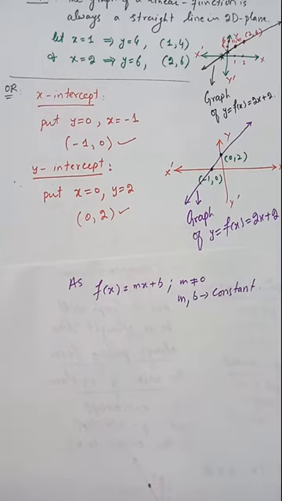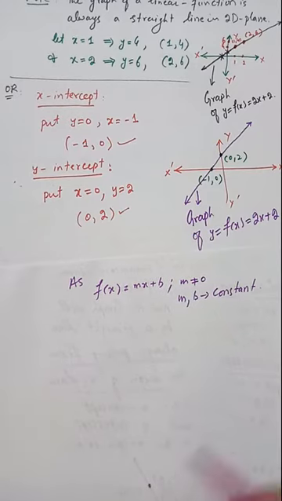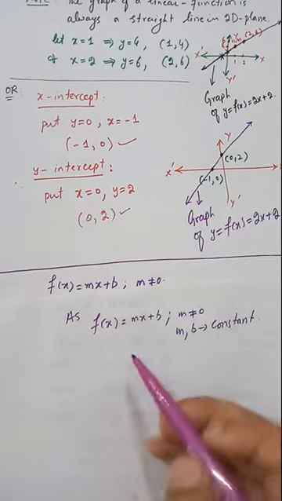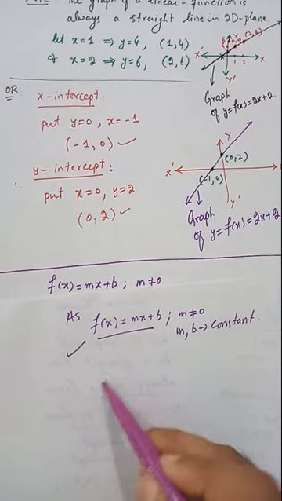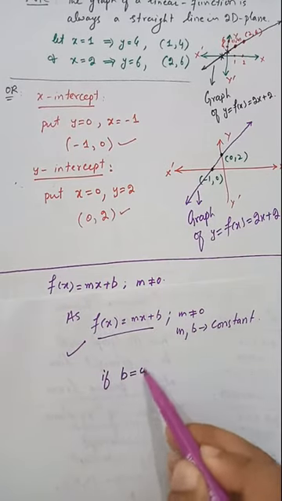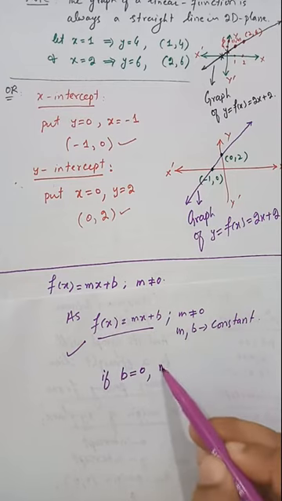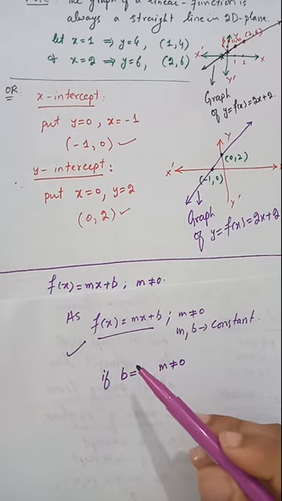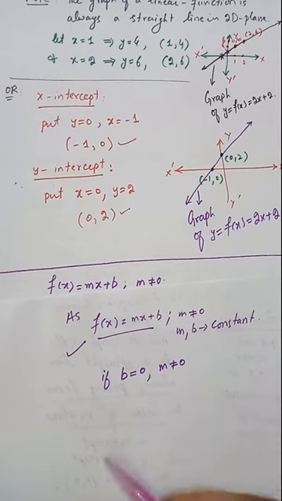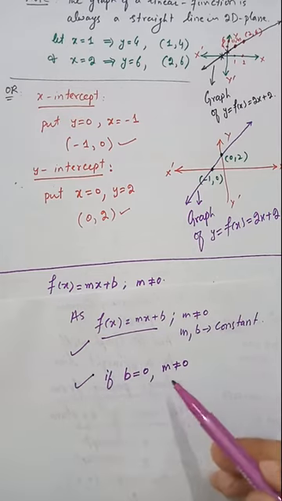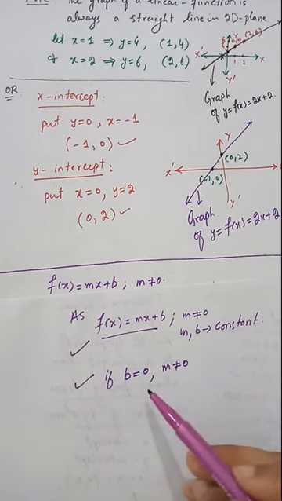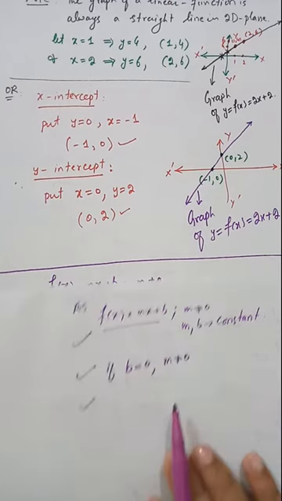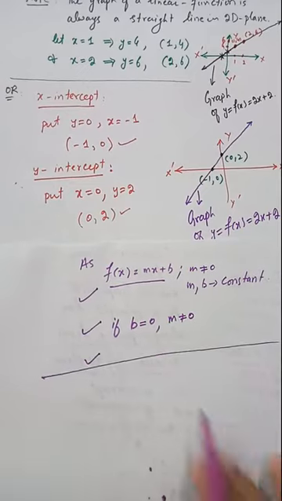So this is a linear equation in general form. So we discussed the graph of this. If b equal to 0 and m is not equal to 0, so that becomes a homogeneous linear function. We discussed that also. And if m becomes 1 and b equal to 0, so that becomes the identity function. We also discussed that.